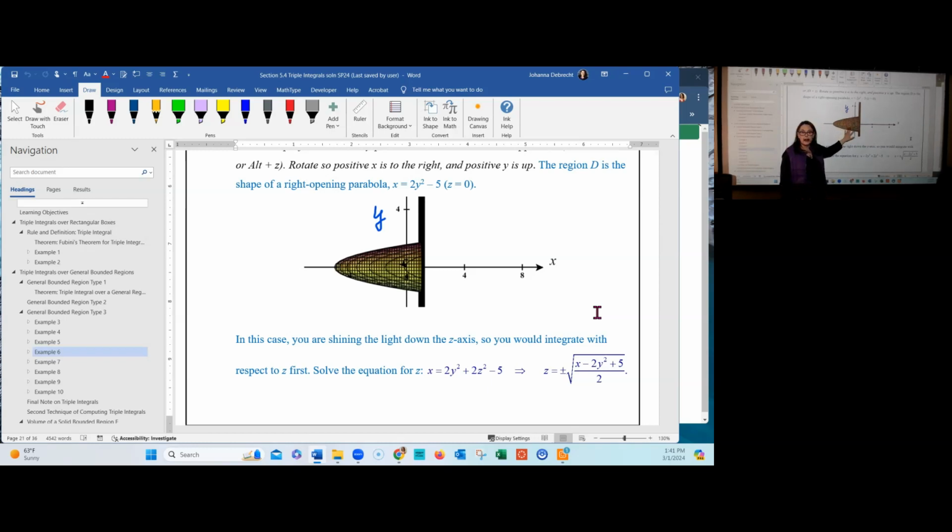This does not apply to the inner integral, which is going to be with respect to z, the one we're shining the flashlight down. In that case, we start over again with the paraboloid equation, and we have z equals plus or minus the square root of 1/2 the quantity x minus 2y squared plus 5. This is going to give us our upper and lower.